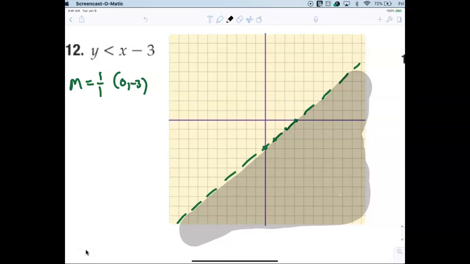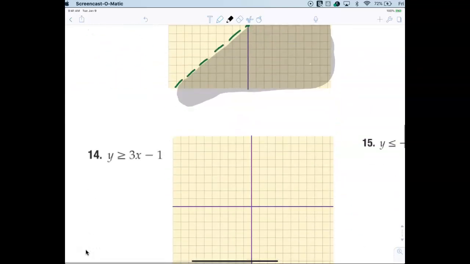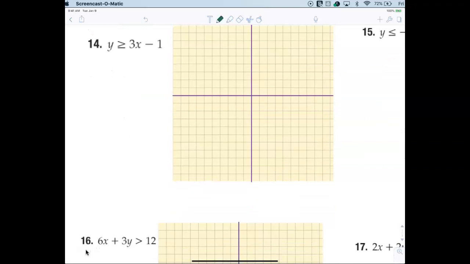Anybody have any issues? Everybody agree? All right. Now M is what here? 3 over 1, y-intercept 0, -1. So this time I go down 1. This time I go up 3 over 1, up 3 over 1.